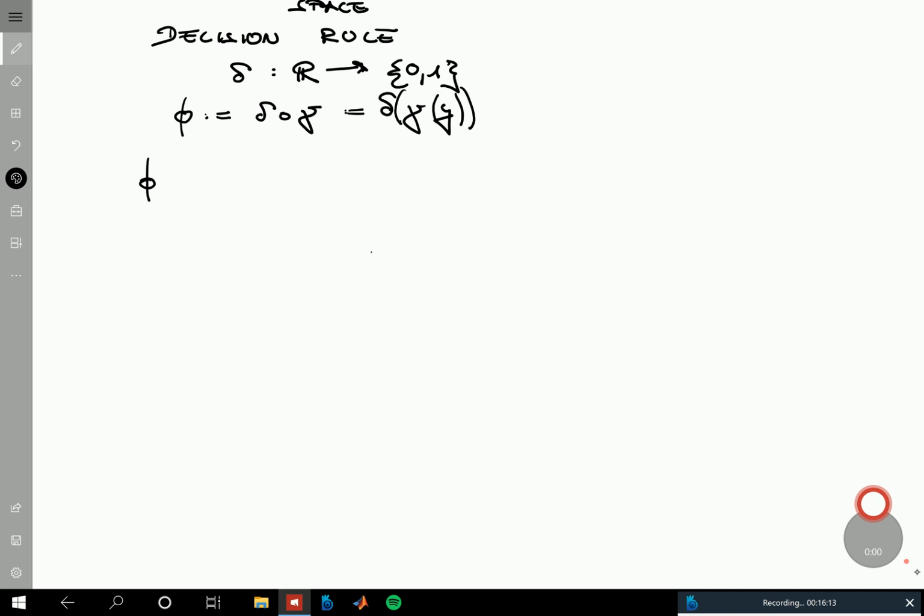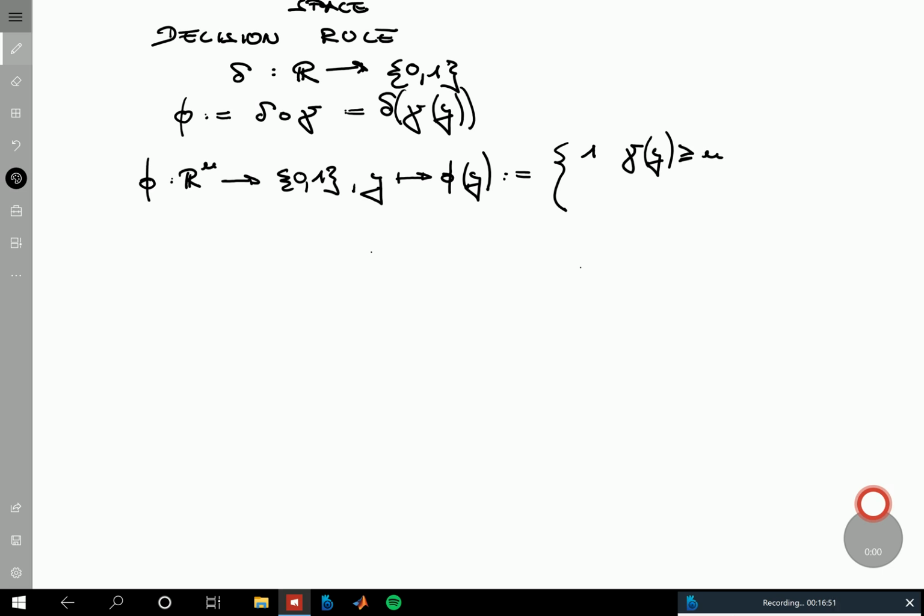So not a threshold, but a critical value. Let's say you have the data outcome space, you map to the test outcome space, so rejecting or not rejecting the null hypothesis, and y gets mapped to phi y, and this is now defined as 1 if the test statistic of y is larger than some critical value, or 0 if the test statistic is lower than some critical value.